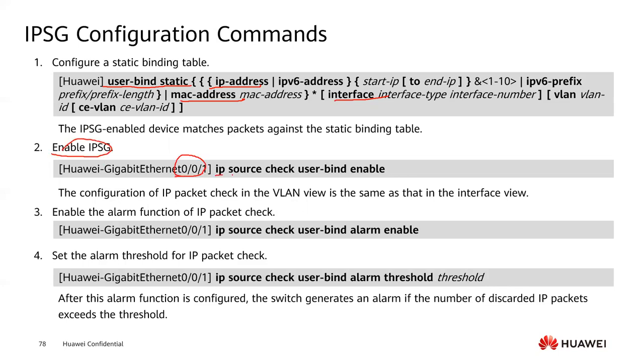Use this command, ip source check user-bind enable, and what function to enable after the IP source check failure? Maybe it is alarm. And also you can set alarm thresholds for IP packet checks. After this alarm function is configured, the switch generates an alarm if the number of discarded packets exceeds the threshold.